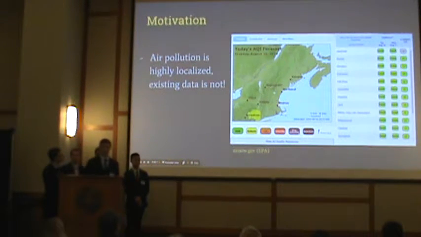I think there's only about 14 sensors in all of Massachusetts. And those are all at fixed locations too. So you can't even move those to see how air pollution data might look in more local environments. So that was one of the big requirements that we saw, or big motivations that we saw for making this product.